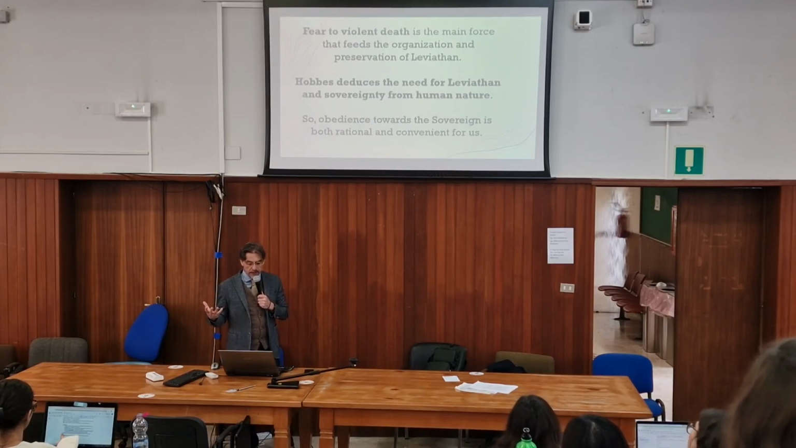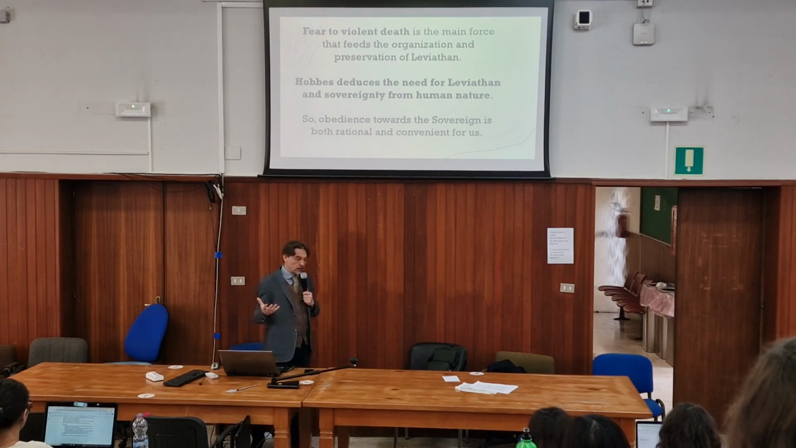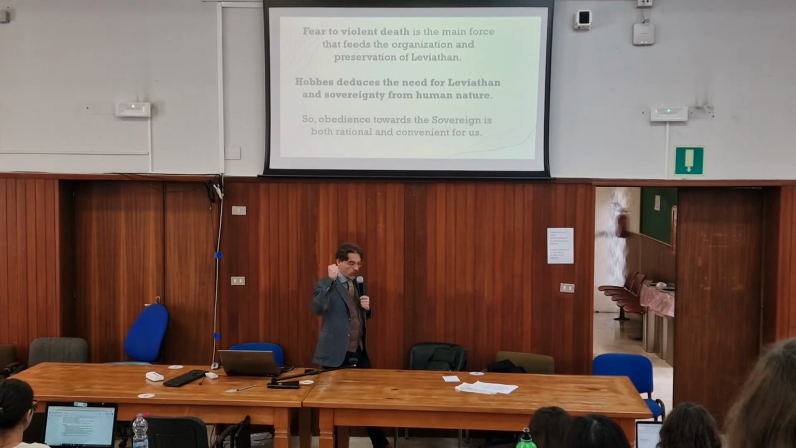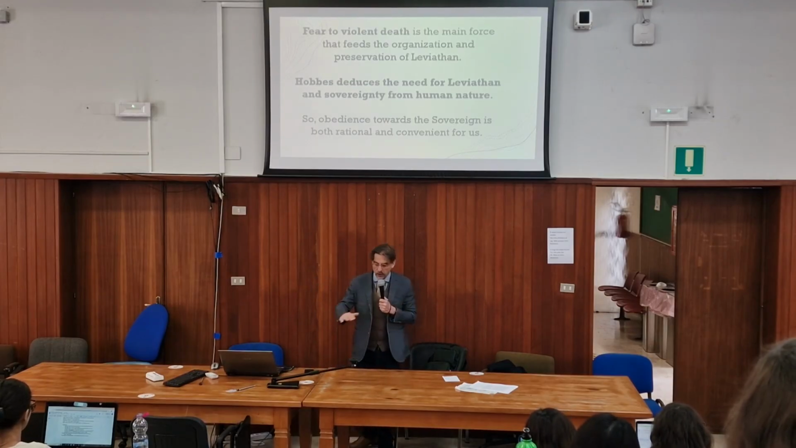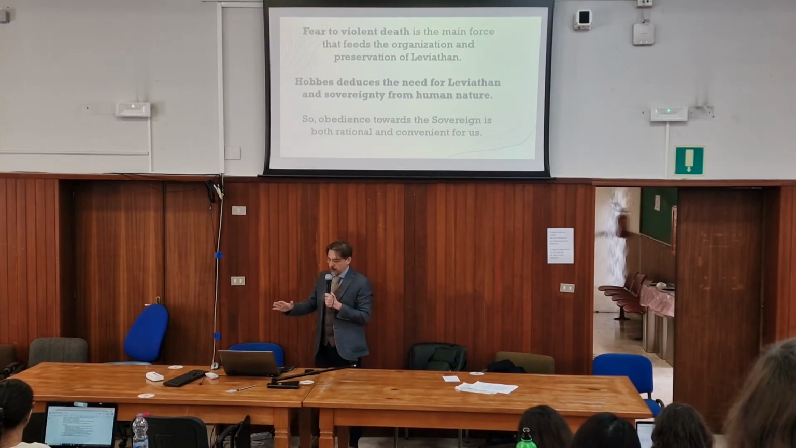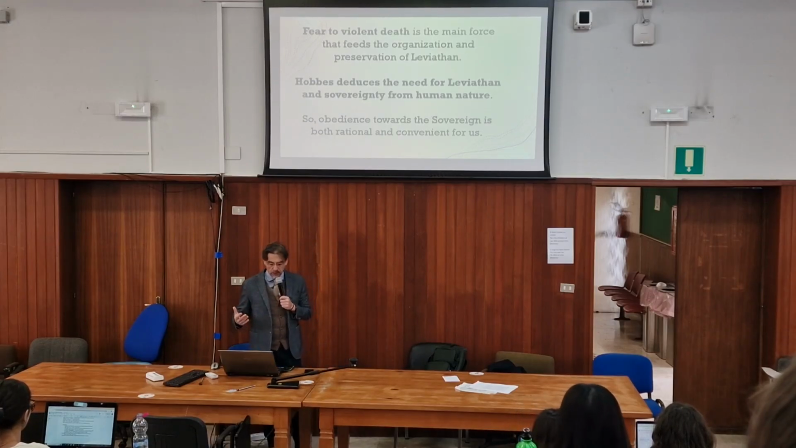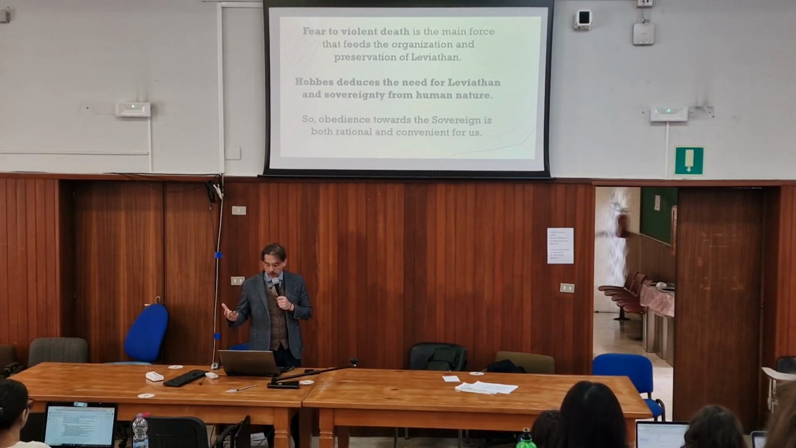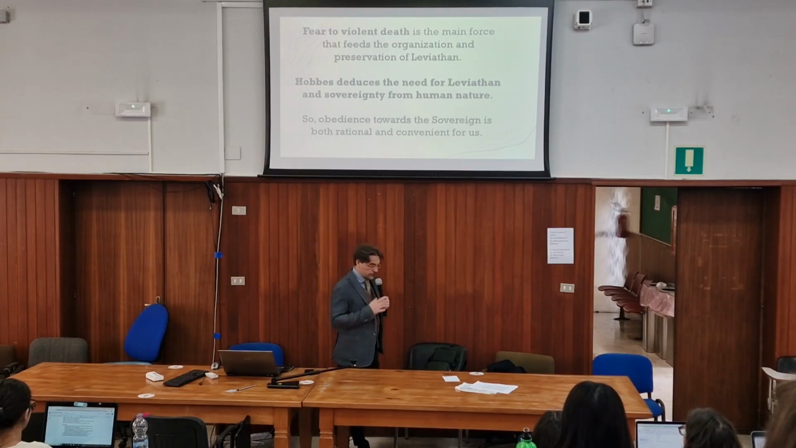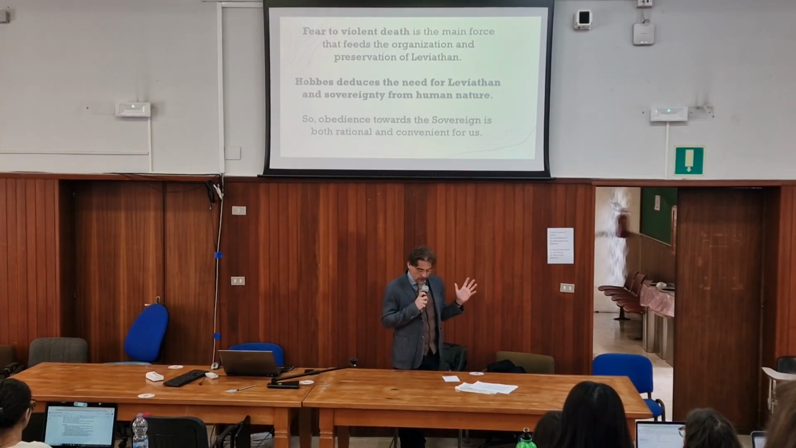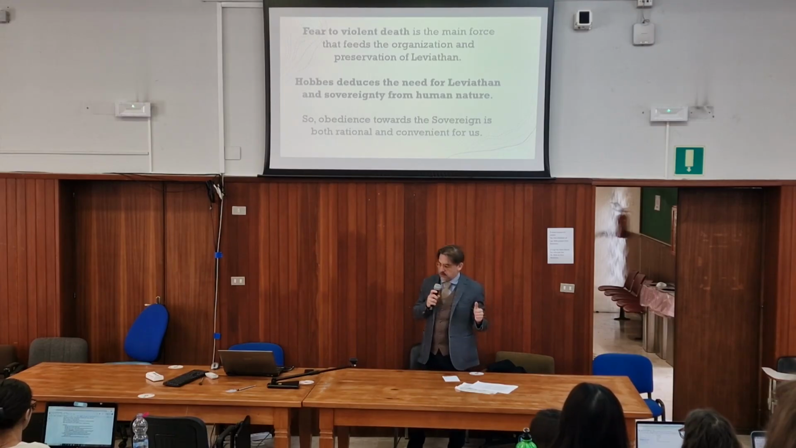Human beings are violent. Human beings are selfish, egoists. So we need sovereignty as a supreme power who is able to coerce, to undermine this bad human nature. We accept the sovereign because it's rational, and it is convenient for us. So, what we have to retain from Thomas Hobbes is this.